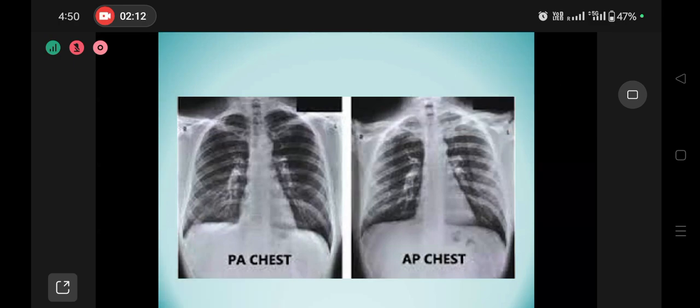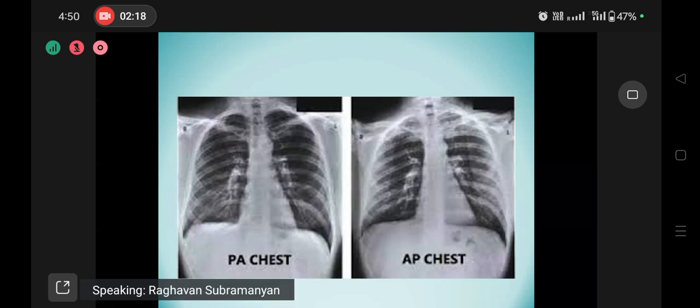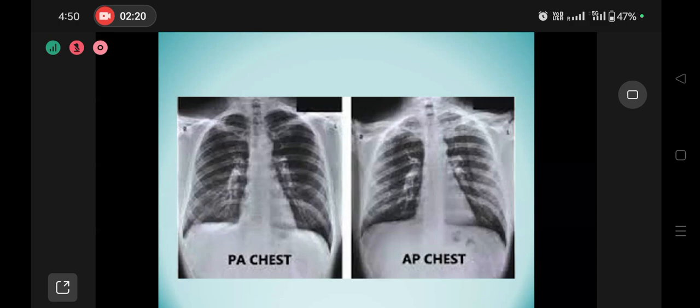Postero-anterior is better for CTR evaluation, for lung field evaluation, and that's what we prefer. But sometimes in a supine child, in an uncooperative child, or in an ICU when a patient is on a ventilator, you have no choice but to take an antero-posterior chest X-ray.